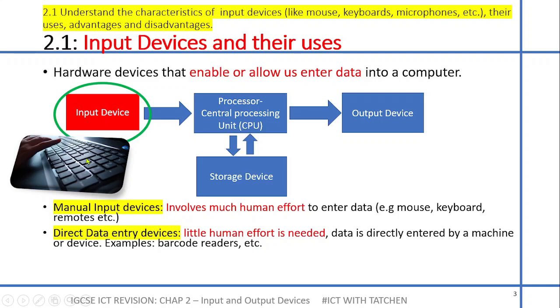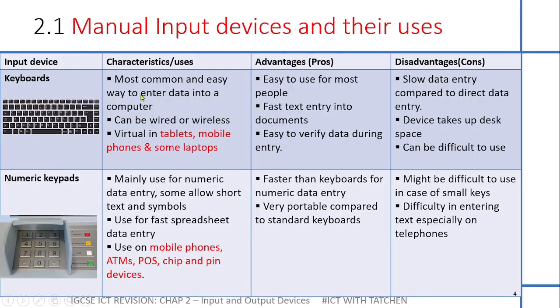Now, moving on, we have two main categories of input devices. That's the manual input devices and the direct input devices. When we say manual input device, we are looking at input devices where much human effort is needed to enter data, such as the mouse, the keyboard, and the others we'll be looking at subsequently. And then we have direct data entry devices where little human effort is needed. Things like barcode readers, scanners, and the rest. So those are direct input devices, direct data entry devices. Now, let's begin with the manual input devices before we go to the direct data entry devices.